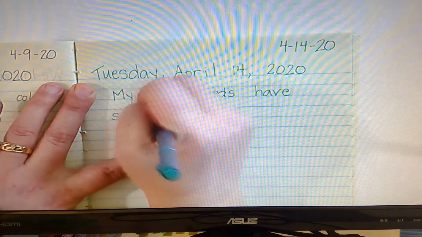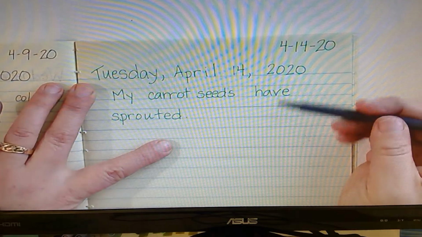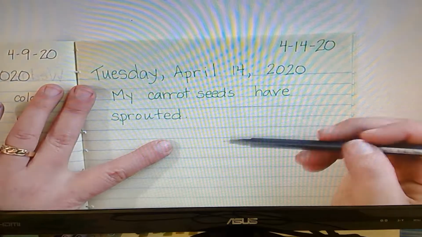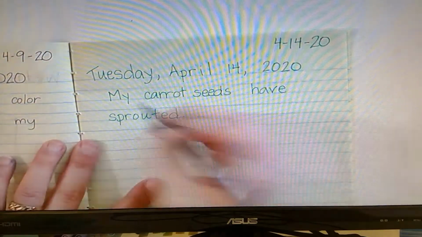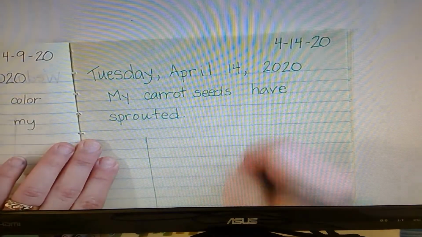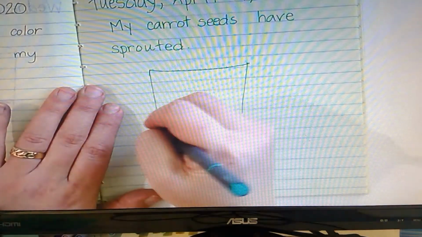Sometimes I skip a line to make it neater. This is almost like binder paper, and you guys aren't used to writing on it. So if you need to skip a line, that's totally okay. And then we're going to draw the picture. Now the big cup looks like this. Okay. Get it up there a little bit. And then the little cup is in there.